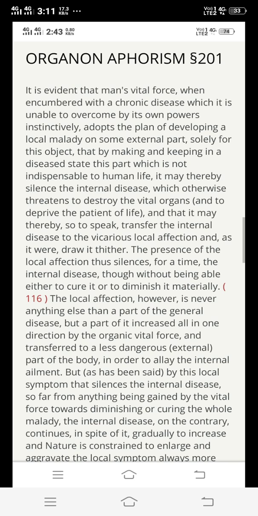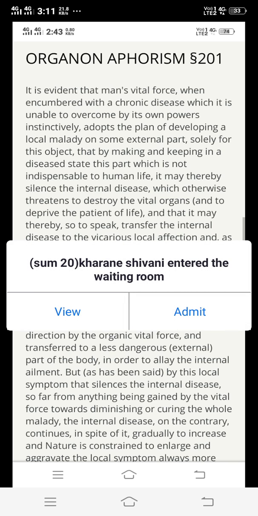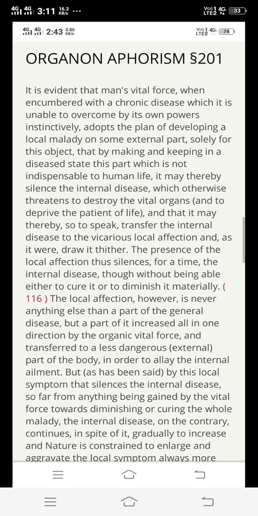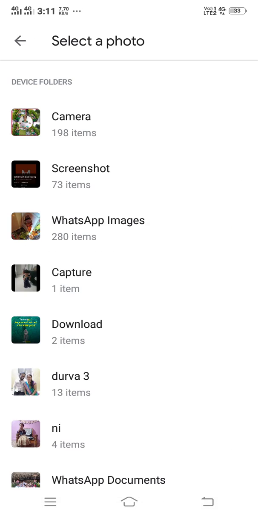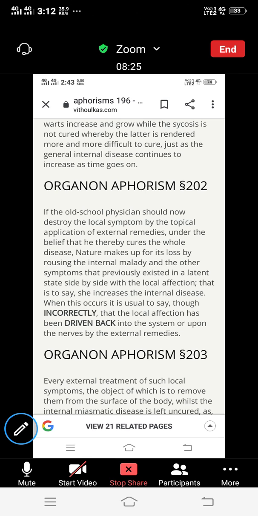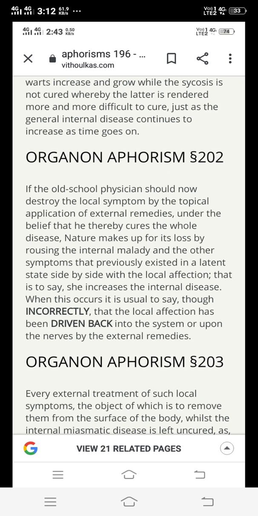But as has been said, this silencing of the internal disease by these local symptoms is so far from anything being gained by the vital force towards diminishing or curing the whole malady. The internal disease, on the contrary, continues in spite of it gradually to increase, and nature is constrained to enlarge and aggravate the local symptoms always more. Warts increase and grow while the psychosis is not cured, whereby the latter is rendered more and more difficult to cure, just as the general internal disease continues to increase as time goes on.